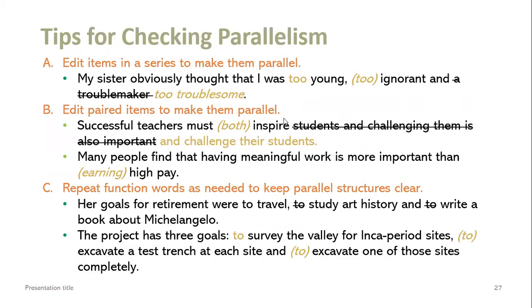So what are some tips for checking parallelism? Edit items in a series to make them parallel. Originally the sentence under A reads, my sister obviously thought that I was too young, ignorant, and a troublemaker. We rewrite it to say, my sister obviously thought that I was too young, too ignorant, and too troublesome. So the writer changes the noun, a troublemaker, to an adjective, troublesome, and repeats too to make the sentence more impactful. Next, we move on to B.